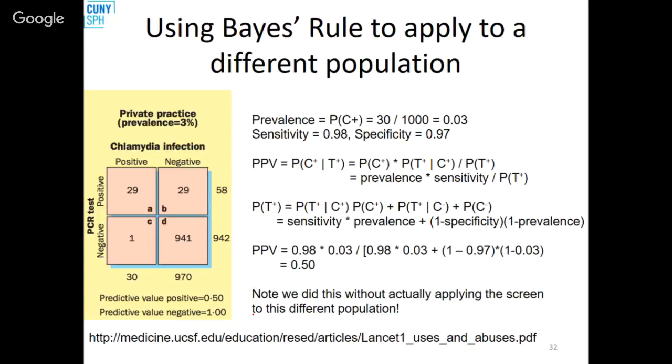And of course, the whole point is you can do this without actually applying the screen to the different population and reapplying the gold standard and everything. We do it based on its performance in some smaller population, probably in a case control study, where we can get a good estimate of the sensitivity and specificity, and then estimate what its PPV and NPV will be in the population given different prevalence.